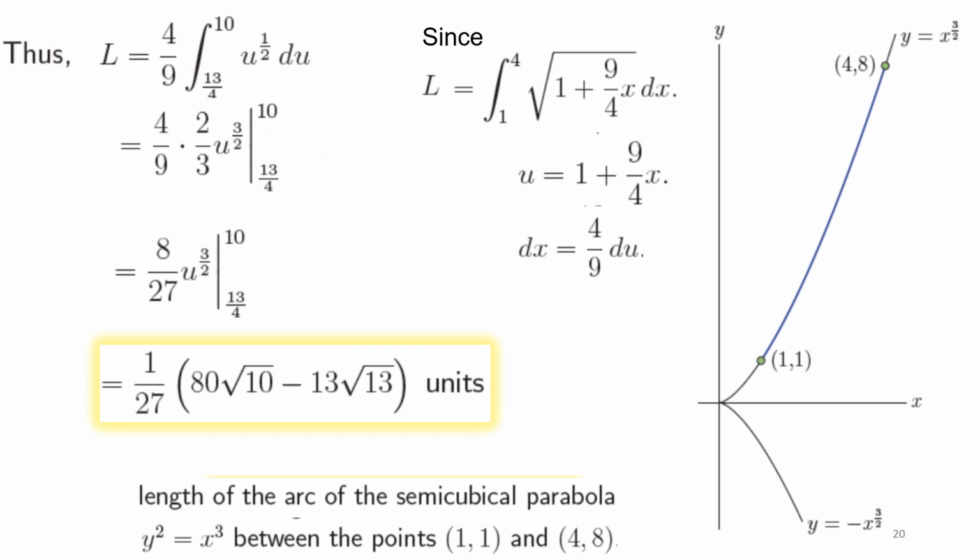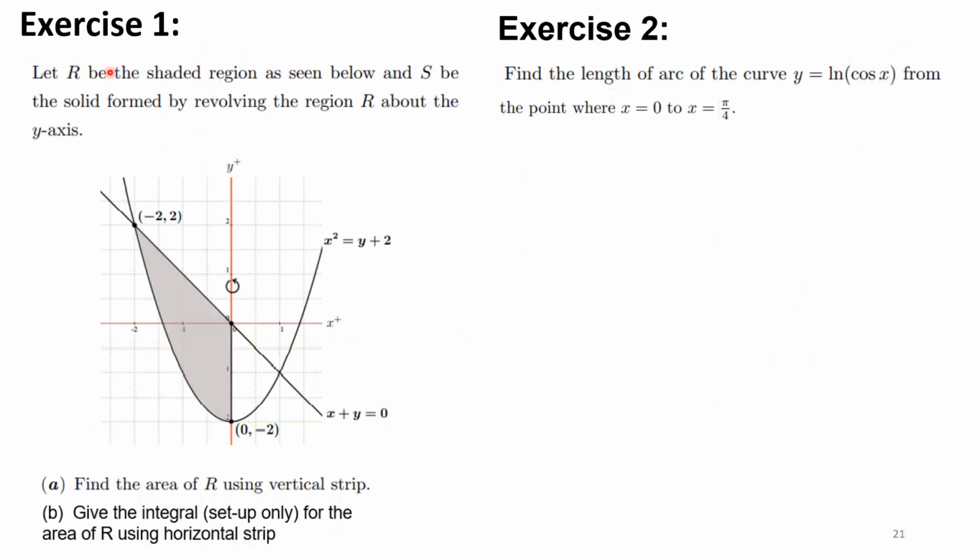Now for your exercises, we have two exercises here. You can try solving these. Exercise 1 is on the area of the shaded region, and the other exercise is on the length of the curve y equals ln cosine x from the point where x equals 0 to x equals 4.